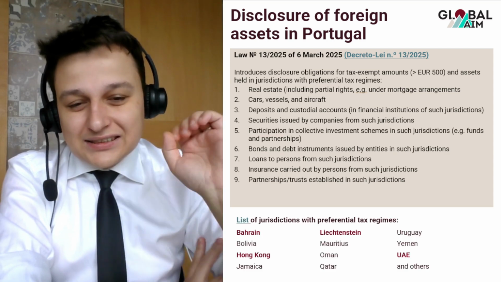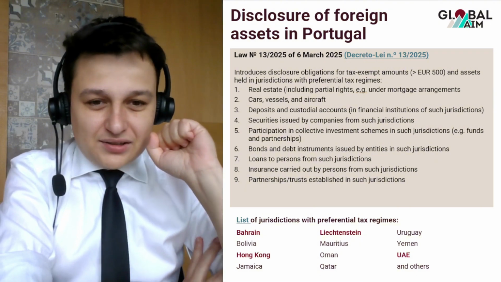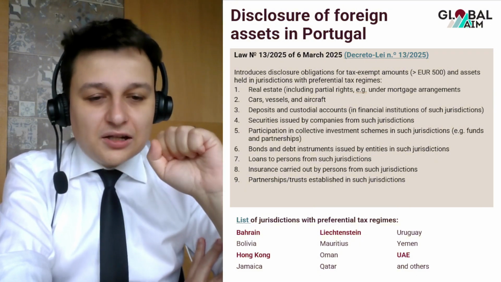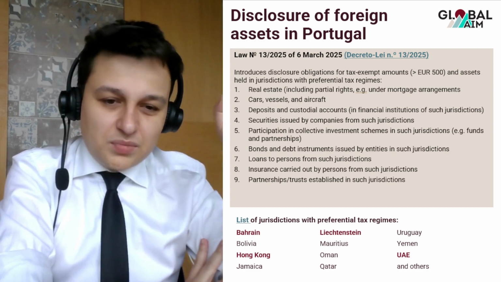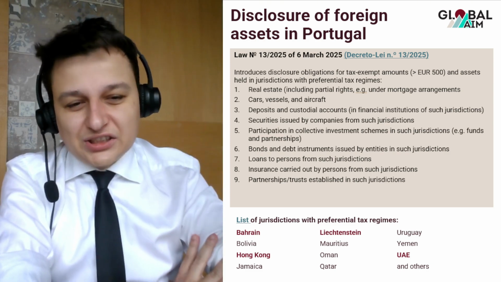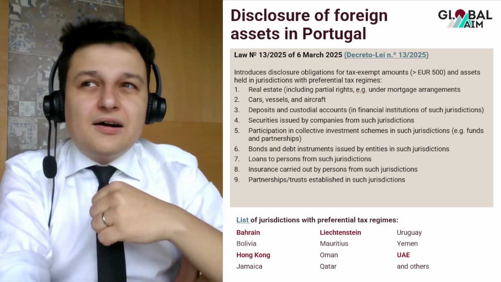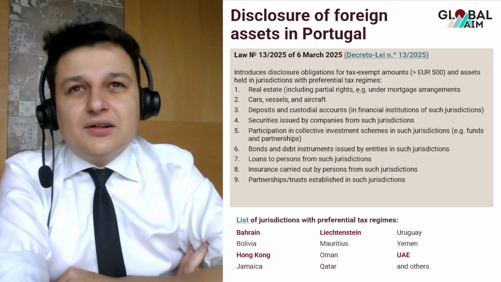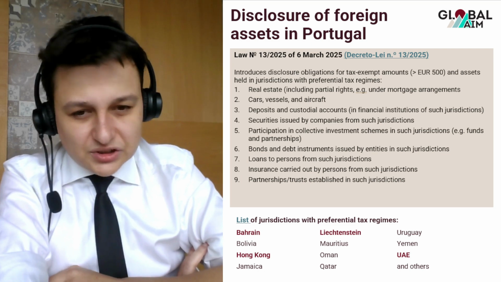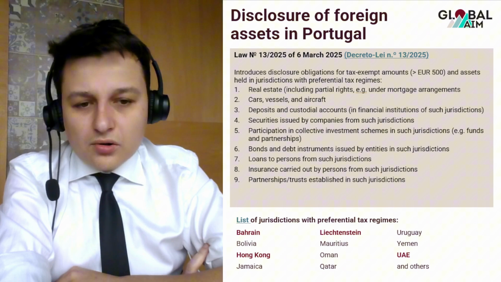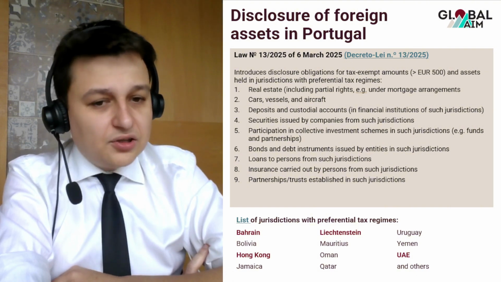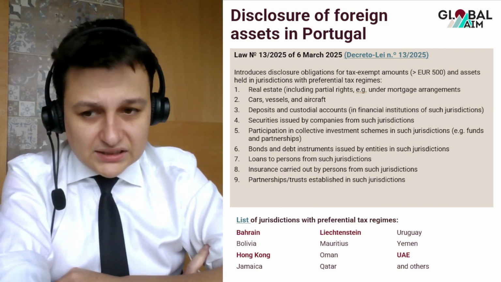The list is quite excessive, and it includes quite a lot of states which are not, I would say, preferential from the tax perspective. Well, at least they are not usually recognized as such regimes. For example, Portugal has Bahrain, Hong Kong, Liechtenstein, and UAE in this list.